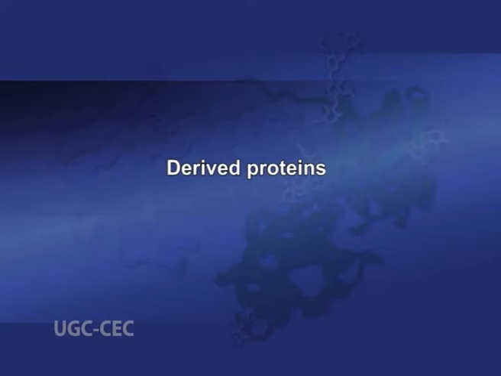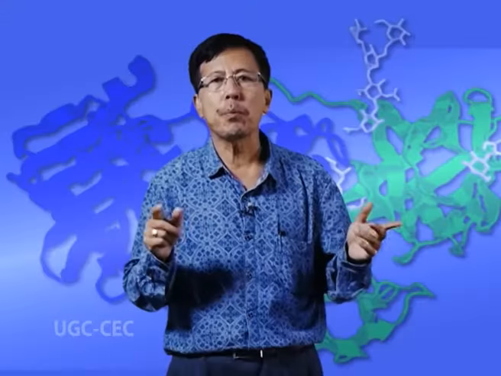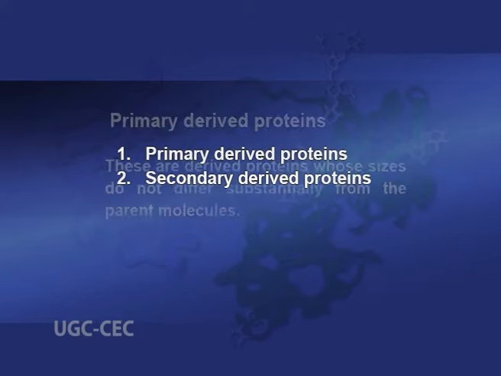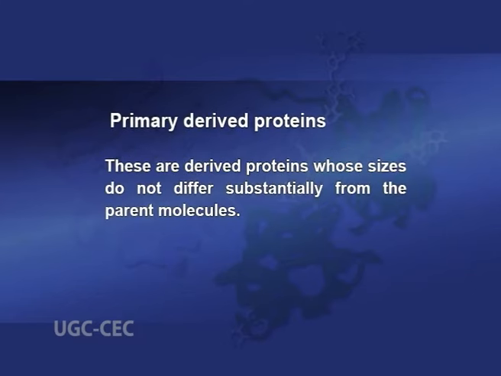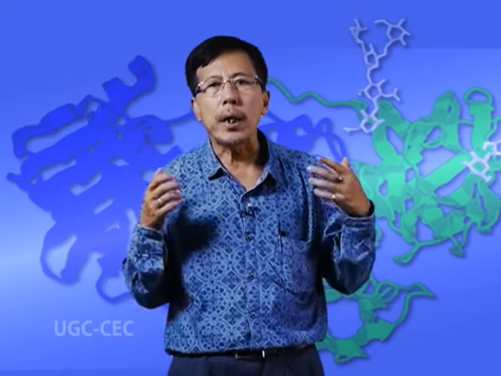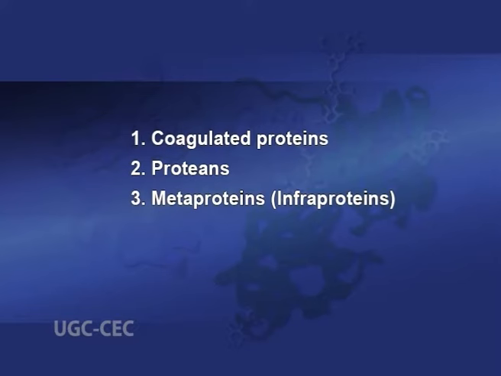Derived proteins are proteins derived from simple or conjugated proteins by the action of heat, enzymes or chemical reagents. They could be of 2 types: primary derived proteins and secondary derived proteins. Primary derived proteins are derived proteins whose sizes do not differ substantially from the parent molecules. These primary derived proteins could again be of various subtypes, such as coagulated proteins, proteans, or metaproteins.